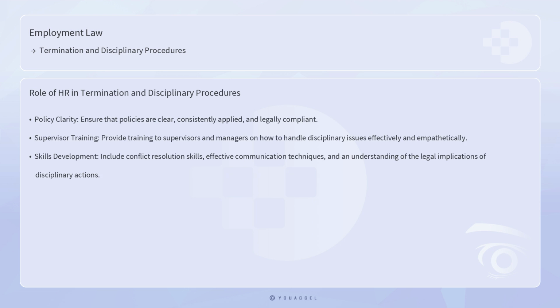The role of HR professionals in managing termination and disciplinary procedures is multifaceted. They must ensure that policies are clear, consistently applied, and legally compliant. They should also provide training to supervisors and managers on how to handle disciplinary issues effectively and empathetically. This training can include conflict resolution skills, effective communication techniques, and an understanding of the legal implications of disciplinary actions.